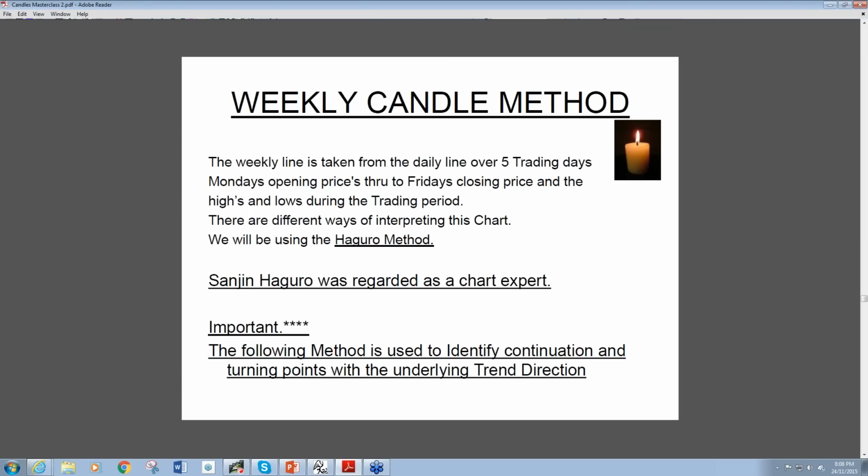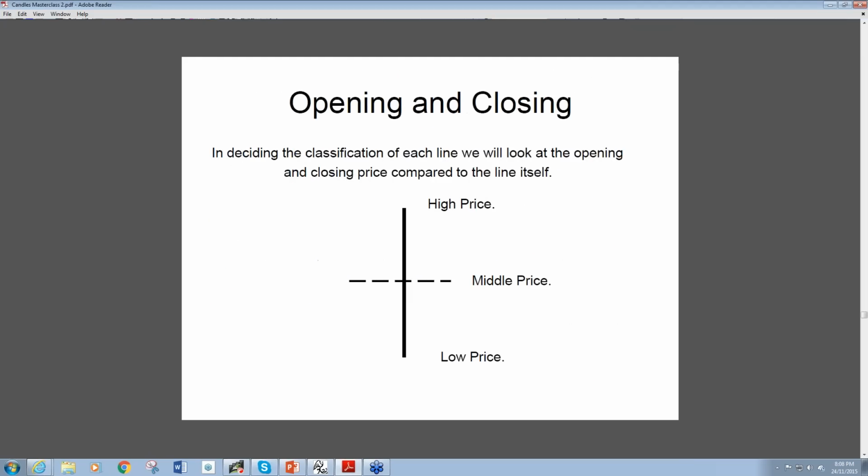Okay, so in the second part of the notes is the weekly candles, and essentially what that looks at is, we're really interested in the middle of the range of the week. Now, a week runs from Monday to Friday, not Monday to Thursday afternoon. It runs from Monday to Friday.